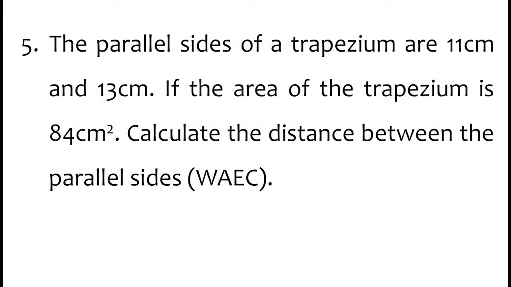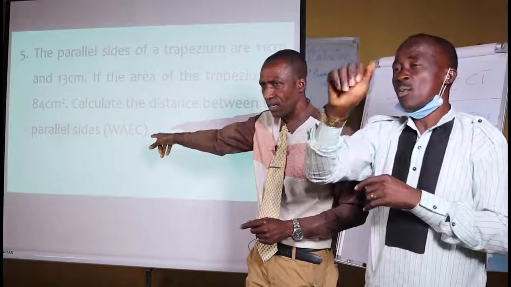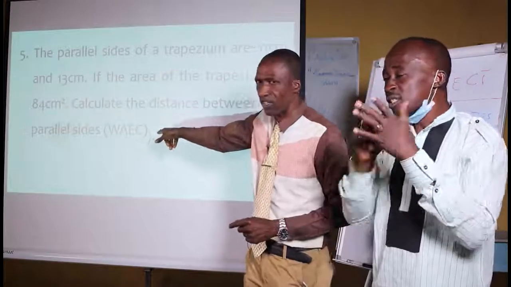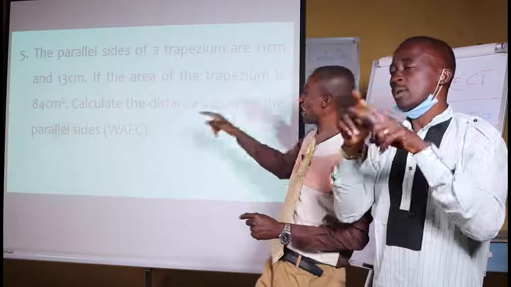Example number 5. The parallel sides of a trapezium are 11 centimeters and 13 centimeters. If the area of the trapezium is 84 centimeters square, calculate the distance between the parallel sides. This is an SS1 question, but it's a WAEC question, meaning that sometime it has appeared in WAEC.